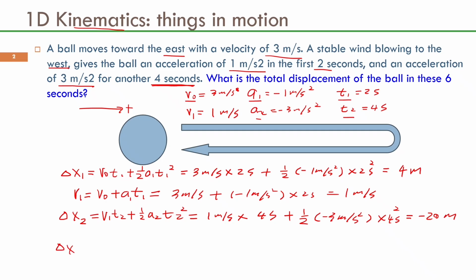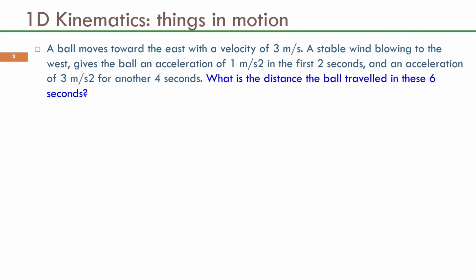So your total displacement would be 4 meters plus minus 20 meters, so your total displacement would be minus 16 meters. That is the answer for the first part of the question. Okay? Sounds good, right? Alright, let's look at the second part of the question.